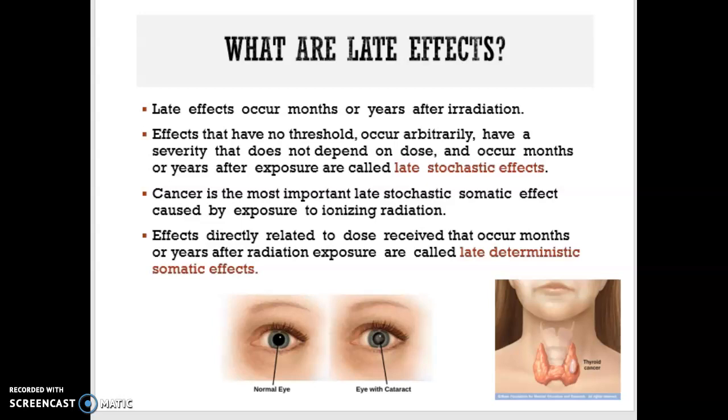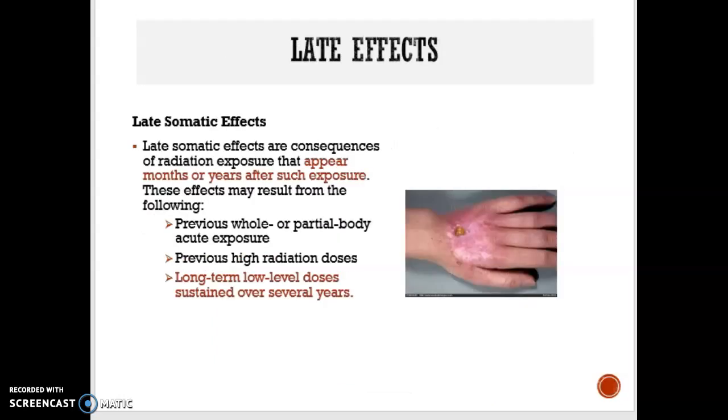Now, on the other hand, effects that are directly related to the dose received, that occur later on, years or months, are called late deterministic somatic effects. An example of this is a cataract of the eye, whereas an example of a stochastic effect is cancer of the thyroid gland. Late effects may be due to previous whole or partial body acute exposures. It may be due to previous high radiation doses, and it may be due to long-term low-level doses sustained over several years.